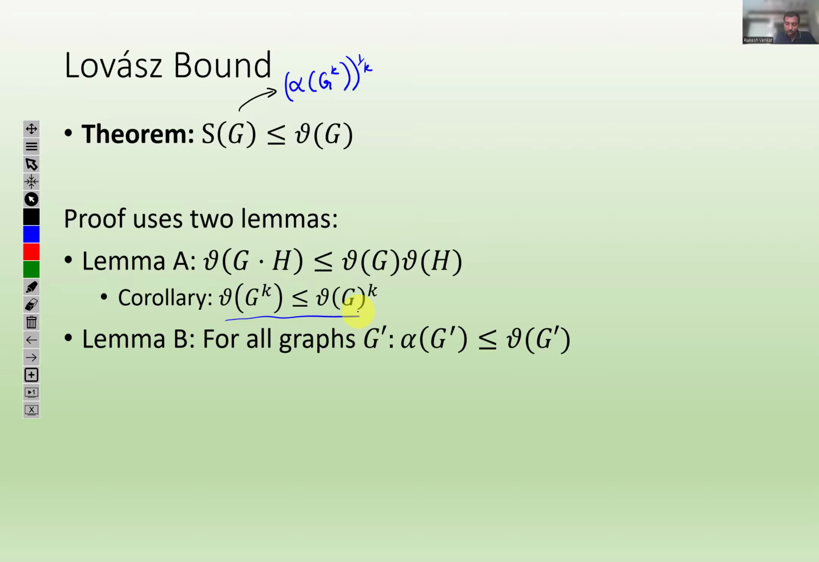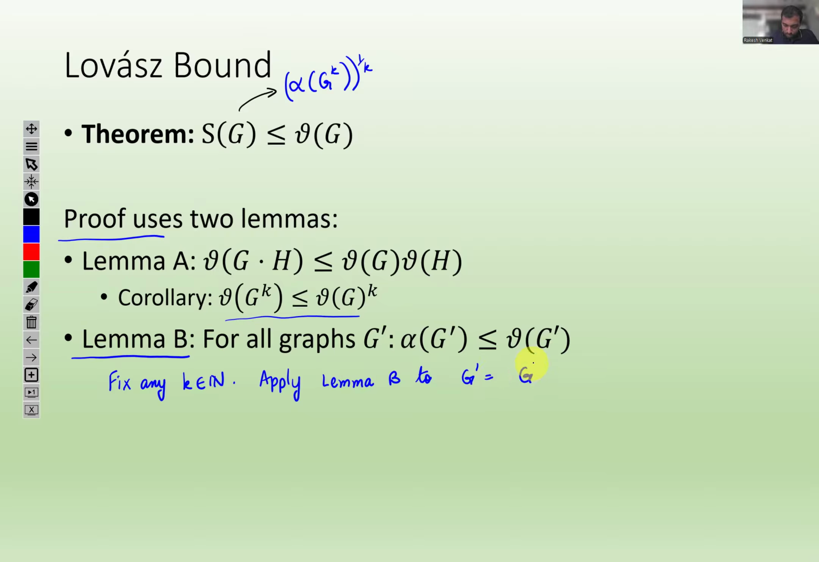So notice what I'm going to do first is actually use lemma B and apply lemma B on G prime being G to the power K. Okay, fix any K. So I'm going to use lemma A and lemma B to prove the theorem above. When I apply this, what do I get?